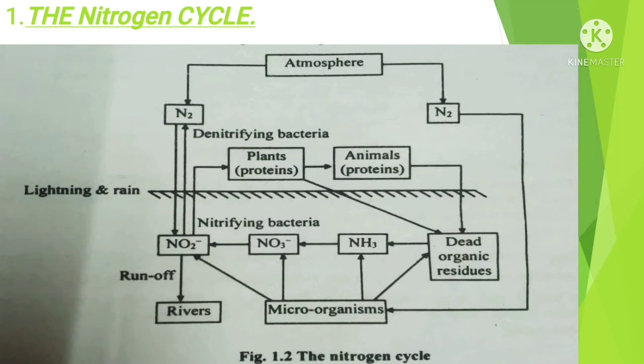Then on the other side you can see that nitrogen goes to the microorganisms and it is distributed to four different parts. It goes to dead organic residues, then to ammonia, NO3 minus and NO2 minus, nitrate and nitrite. Again, with the help of nitrifying bacteria, it goes to a plant and then to the animals. From plants and animals, it again goes to dead organic residues. So this cycle is continuous and continuously occurring. It is called the nitrogen cycle.